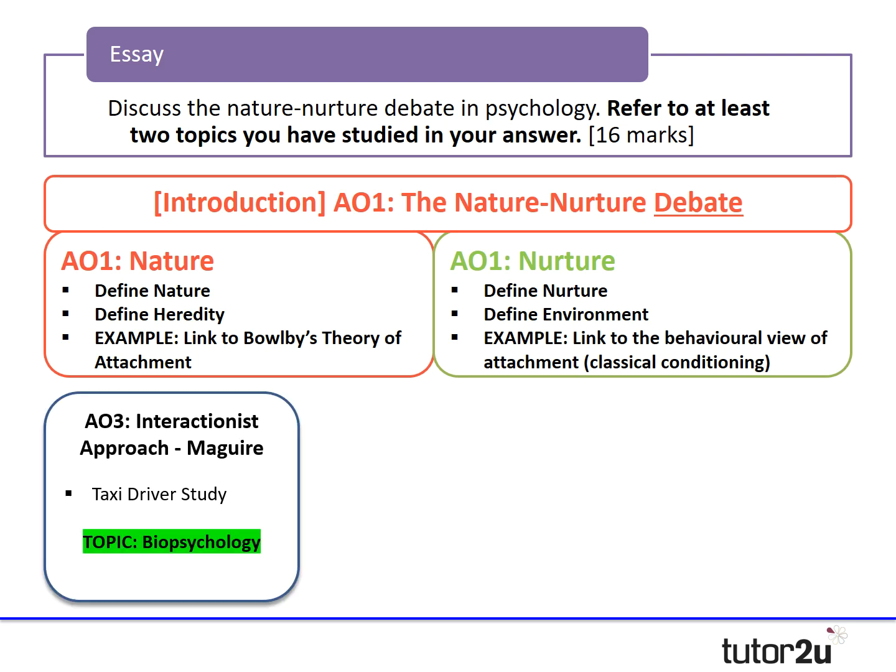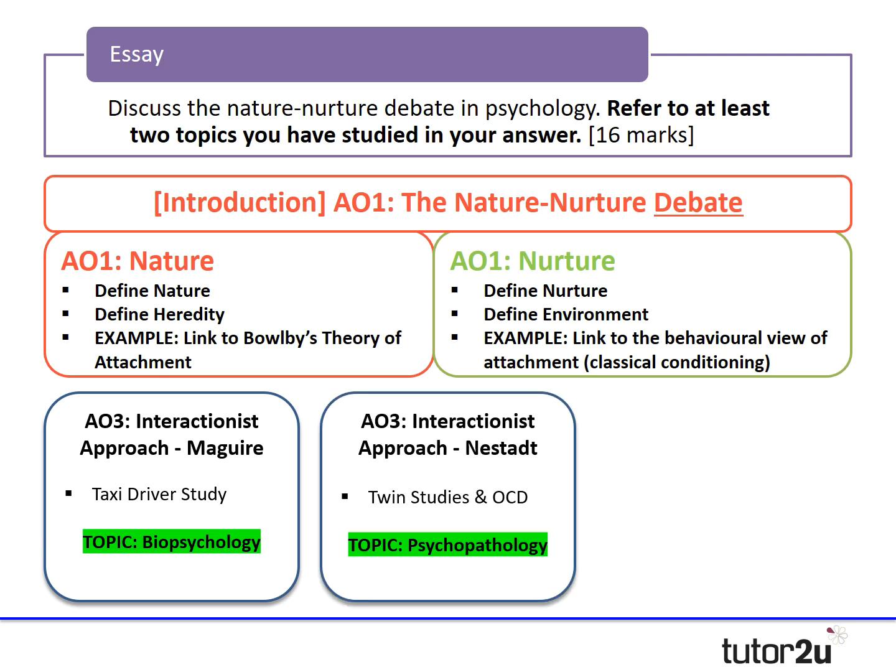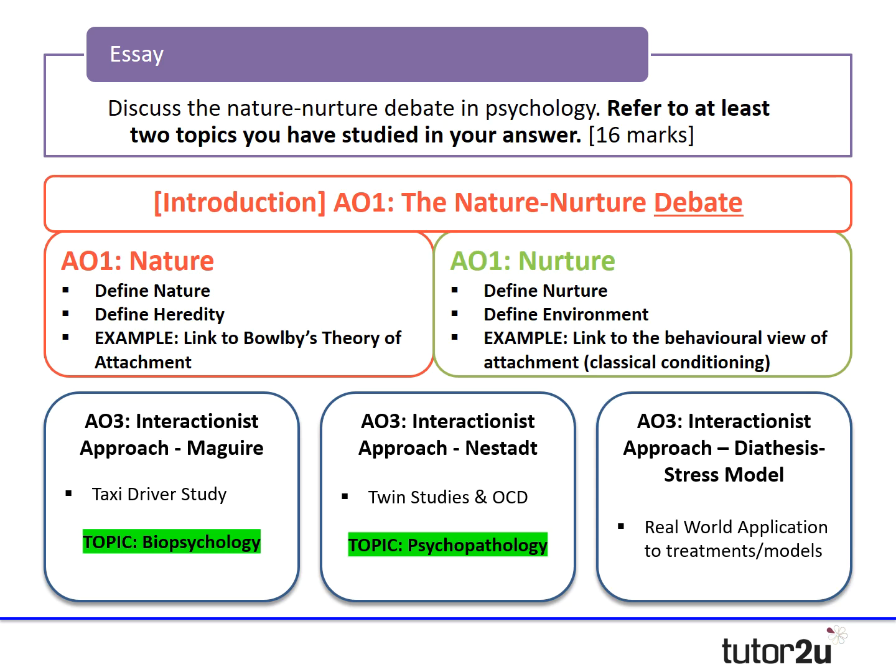The first point I would use is from a year 2 biopsychology topic, and I'm going to use the study by Maguire as a really clear example of the interactionist approach in psychology, okay? I'm then going to choose a different year 1 topic. I'm going to look at psychopathology and look at twin studies and OCD, and you have the study by Nestat there. And then last but not least, I would look at, again, still looking at the interactionist approach because that evaluates nature and nurture, the diathesis stress model, which is a real world application of the nature-nurture debate to the treatments of any types of disorders, really, okay?